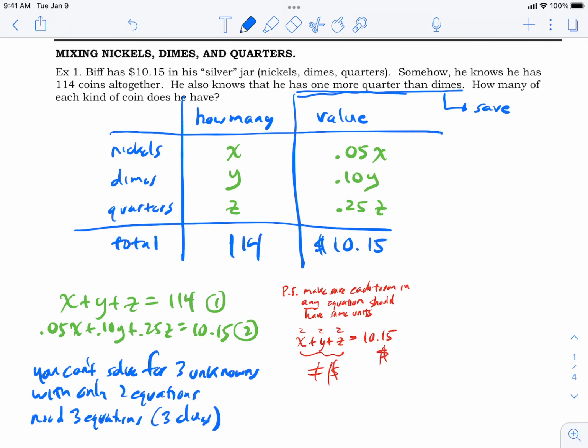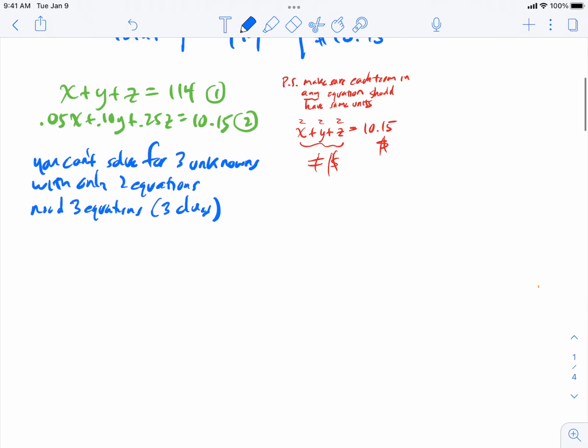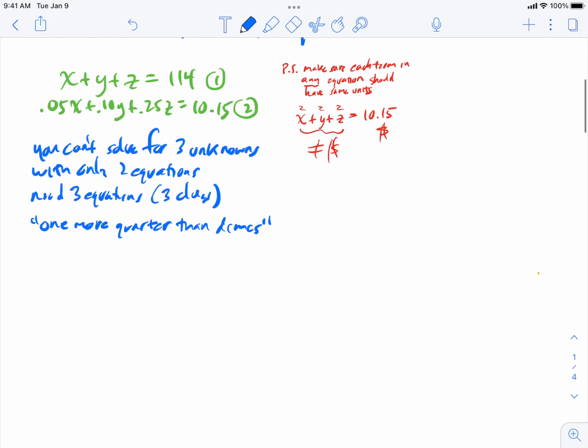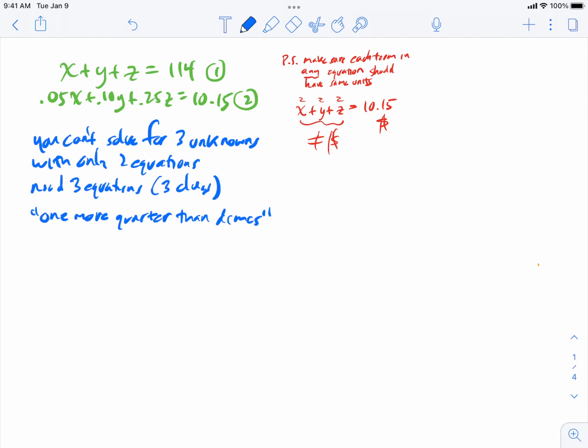It says 1 more quarter than dimes. Okay, come back down to here. 1 more quarter than dimes. Well, here's another part where you need to be careful. If you're going too quickly, you've only got a 50-50 chance of getting this right. How do I say 50-50 chance? Because, well, pretty much everybody knows that one more is going to mean add 1 to something, right? That's what 1 more is going to mean.